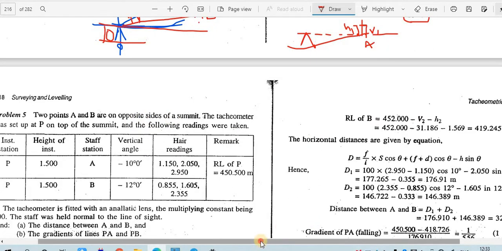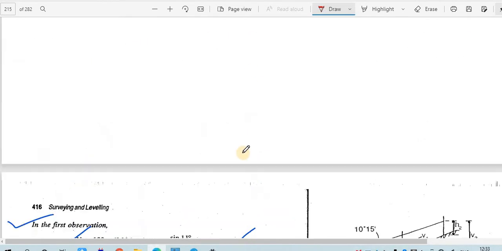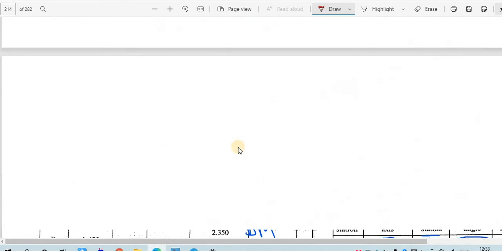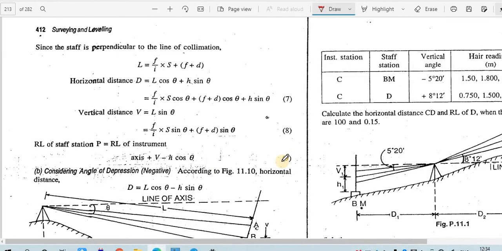After that, the next question is related to the third case of the fixed hair method. The third case I have not taught you till now. So first we will try to understand what the third case is saying. Let me show you the third case over here.